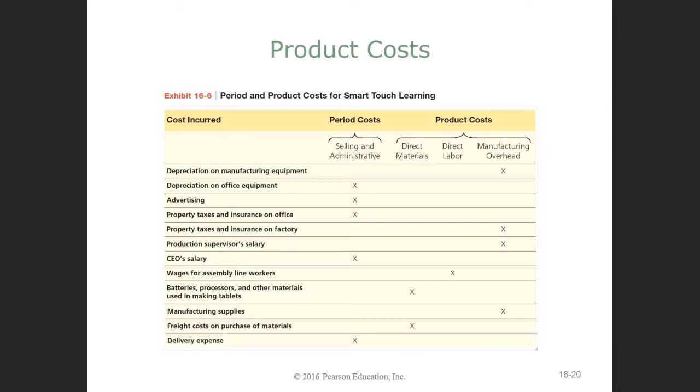Direct labor: the employees that are putting together the tablets are going to fall in direct labor. Manufacturing overhead: if we have any depreciation on our manufacturing equipment, the equipment that we're using to put the tablets together, that's going to fall under our manufacturing overhead account. Property taxes and insurance on the factory will fall in manufacturing overhead. The salary of the supervisor who oversees producing the tablets will also fall under manufacturing overhead. And any manufacturing supplies will fall under our manufacturing overhead account.